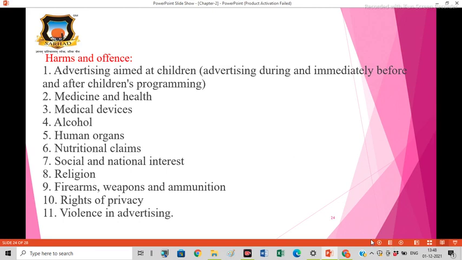Nutritional claims. The nutritional claims by the advertiser for selling their product undergo a check by the Food Safety and Standards Authority of India, which is the country's food regulator under the provisions of the Food Safety and Standards Act 2006. This regulatory body restricts any kind of false nutritional claims made by companies and restricts them from broadcasting on television.